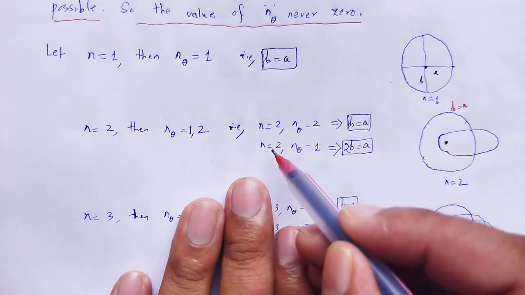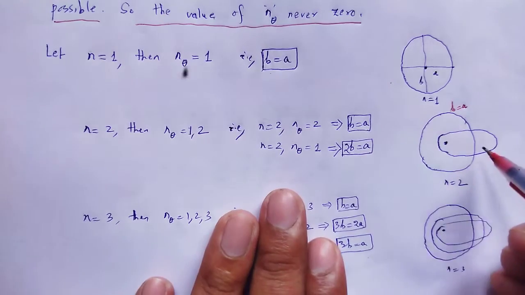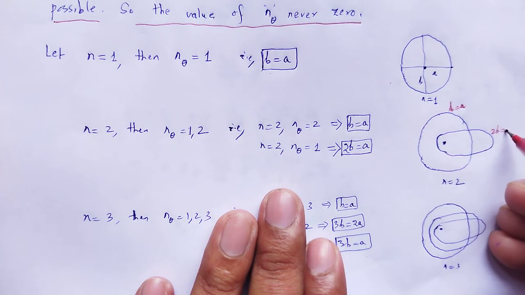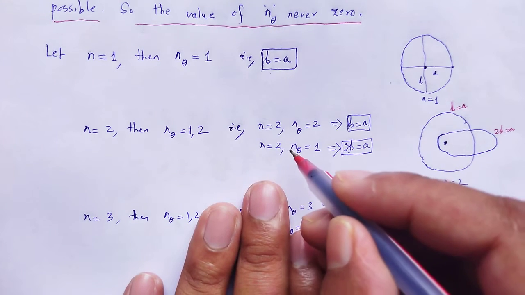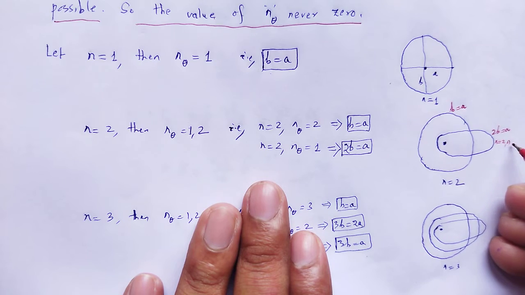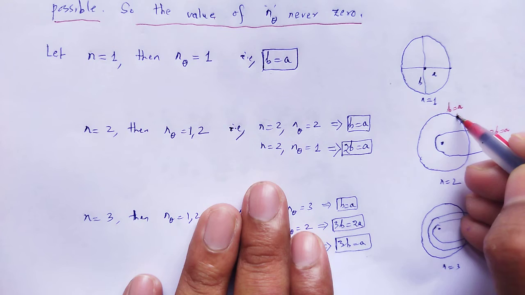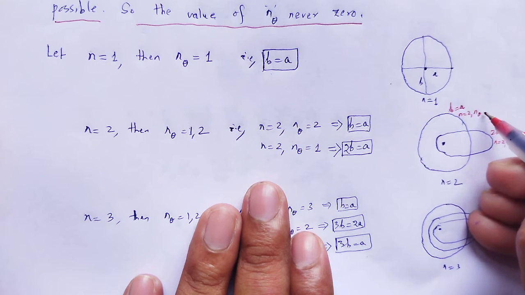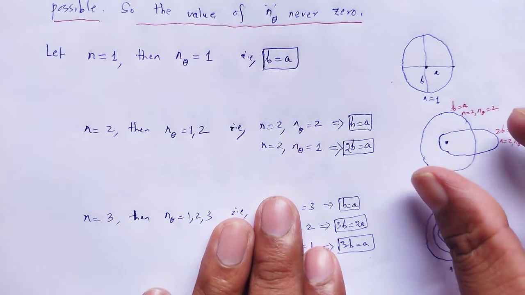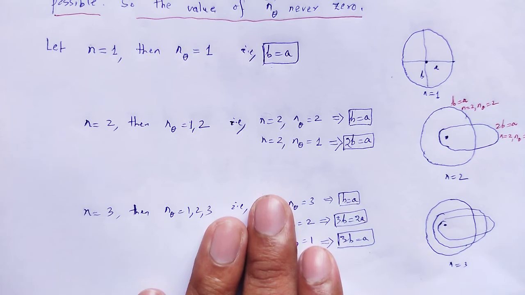Next, another situation, n is equal to 2 and nθ is equal to 1. So 2b is equal to a. So it is just like an ellipse. Here 2b is equal to a. Here is n=2, nθ=1, and this one is n=2, nθ=2. Overall, that is the shape we notice for principal quantum number n equal to 2.